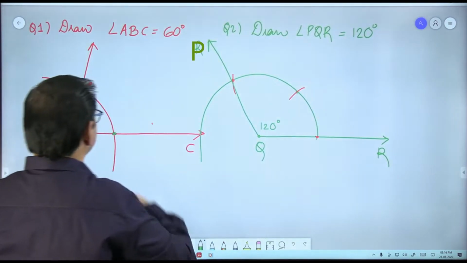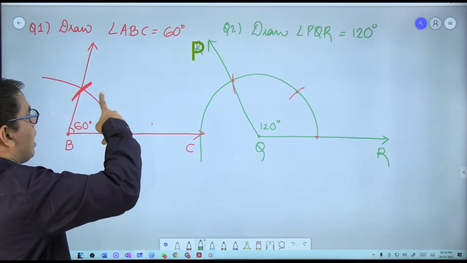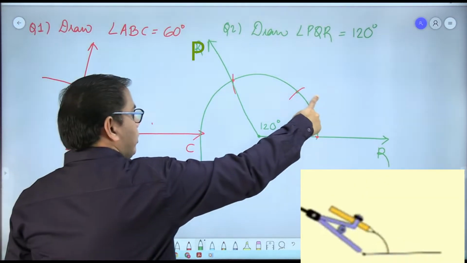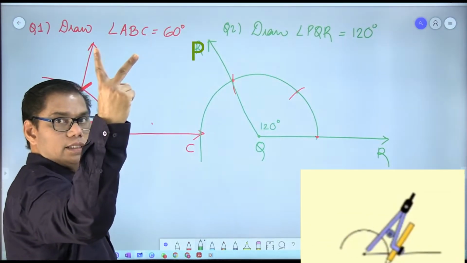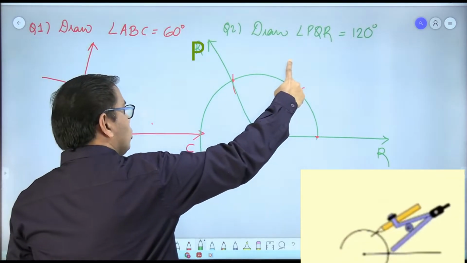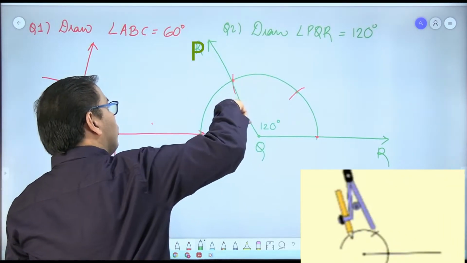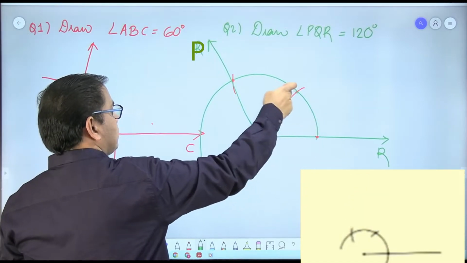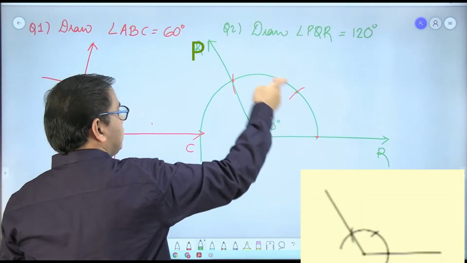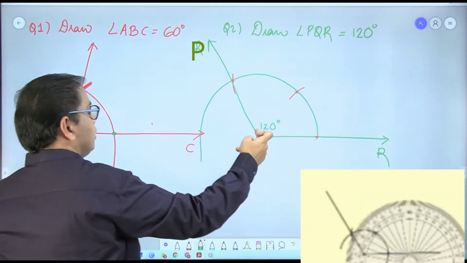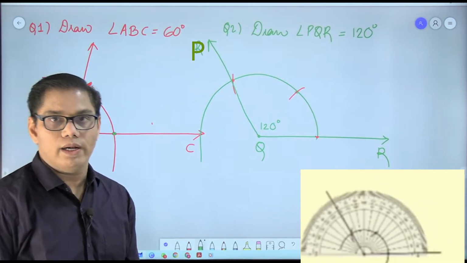Okay, see, this is double the procedure. You take one arc, same here, this is 60 degree. Without changing the arrangement of your compass, your pointer will be shifted here and you will draw the second arc. So this is 60 and this is 60. So 60 plus 60 is 120 degree. So this is your obtuse angle of 120 degree.